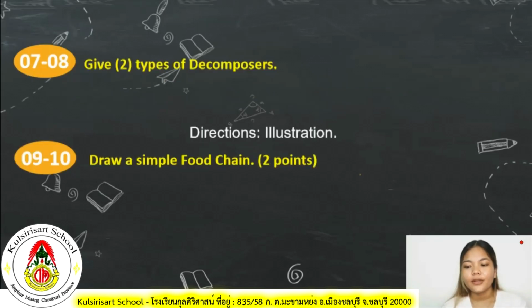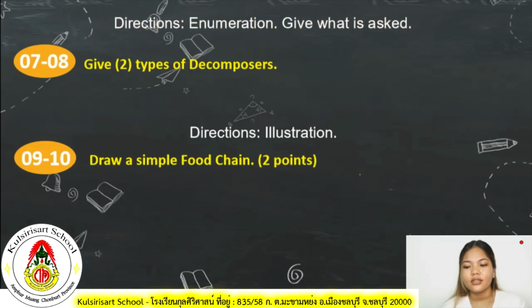And for number 7 to 8, we have their direction, enumeration. Give what is asked. For number 7 and 8, it says there, give 2 types of decomposer. Remember that we've discussed decomposers and we gave 4 examples. For number 7 to 8, I only want you to give 2 examples of decomposer.